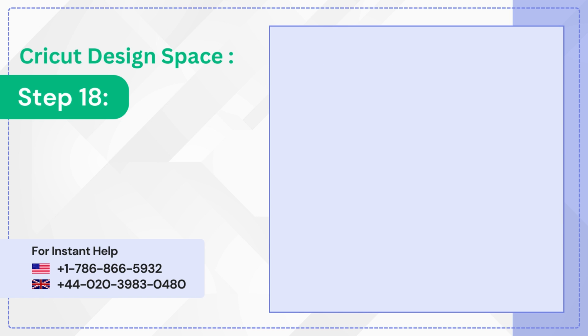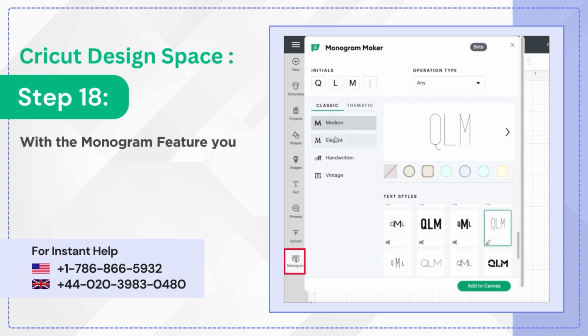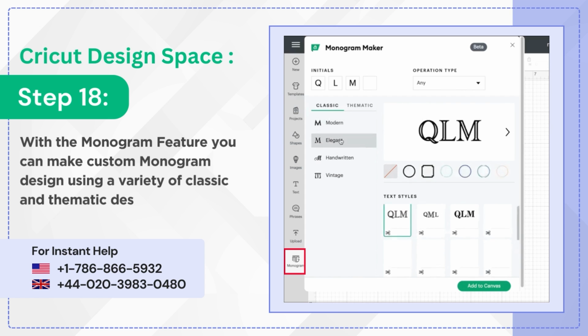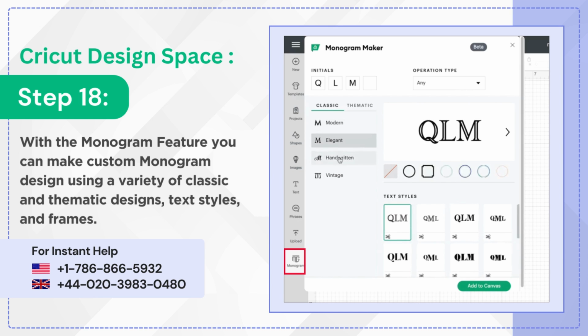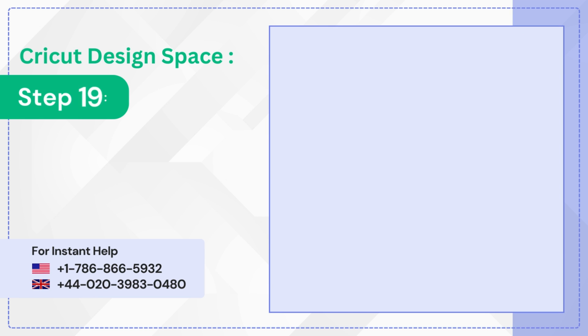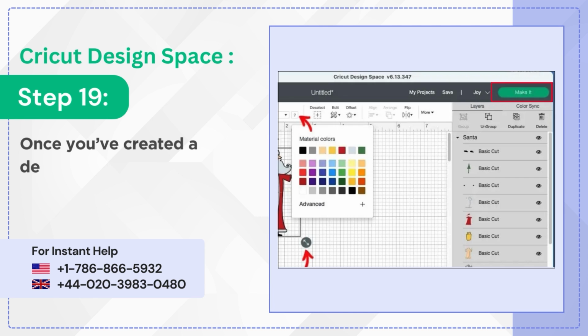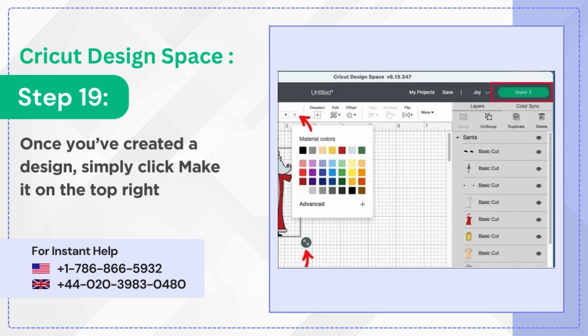Step 18. With the Monogram feature you can make custom monogram designs using a variety of classic and thematic designs, text styles, and frames. Step 19. Once you've created a design simply click Make It on the top right side of the screen.